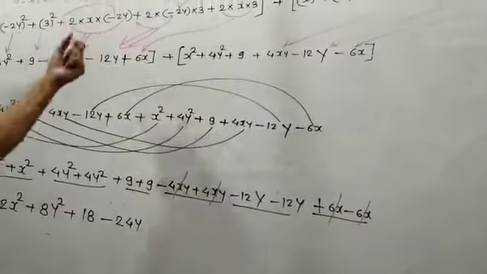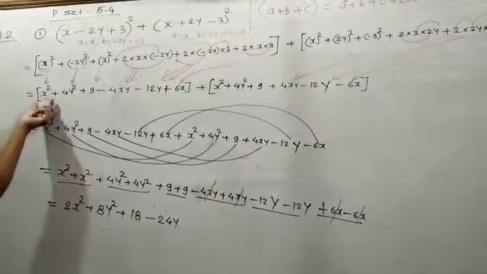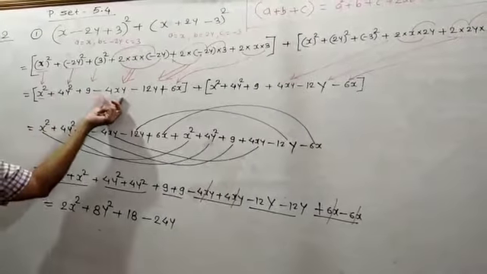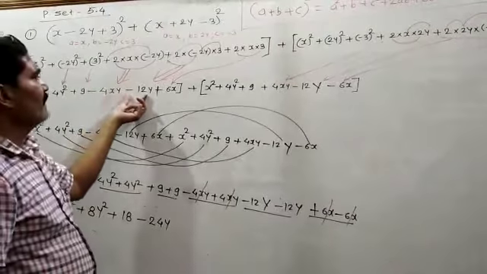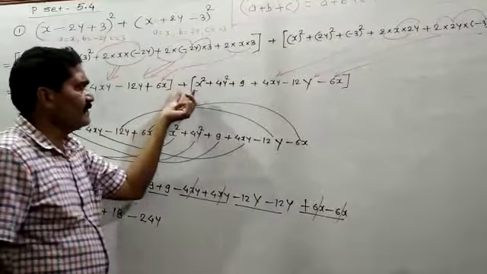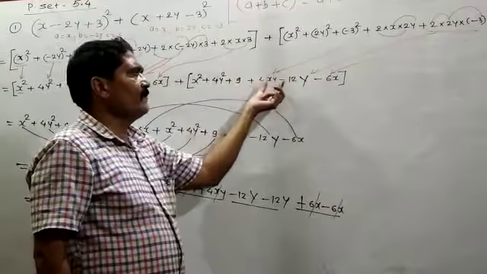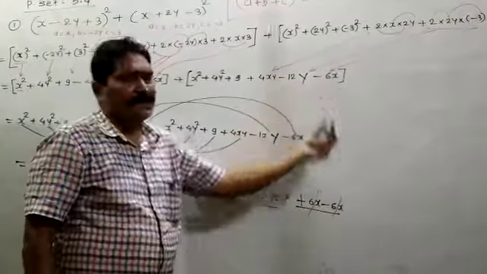You have to do the square, and you have to do this third step. Then this will be x square minus 4y square minus 9 minus 4xy plus 12y minus 12y plus 6x. Bracket complete, plus another bracket x square plus 4y plus 9 plus 4xy minus 12y minus 6x.